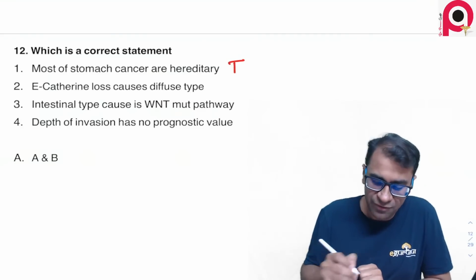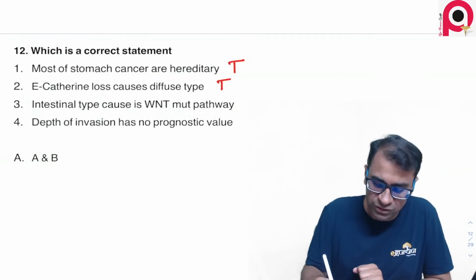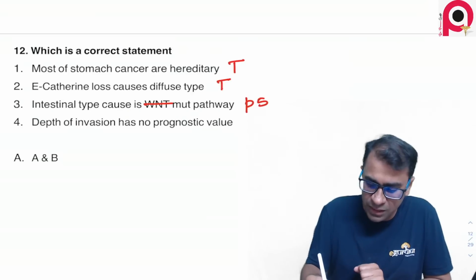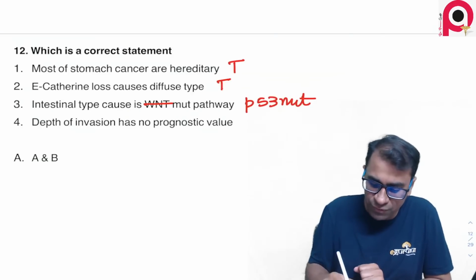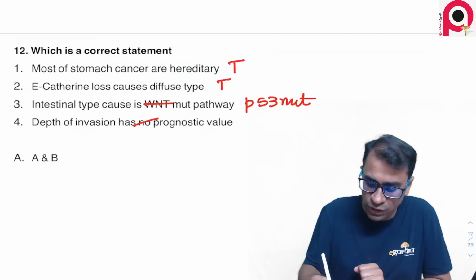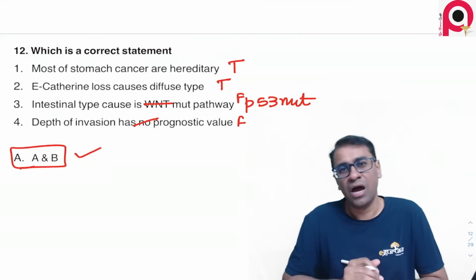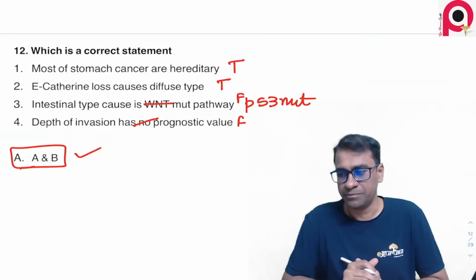So most of them are hereditary, that's very true. E-cadherin causes diffuse type, and this intestinal type is mainly caused by the P53 mutation, and depth of invasion surely has prognostic value. So this statement is a false statement. Answer is A and B. Answer must be A and B.